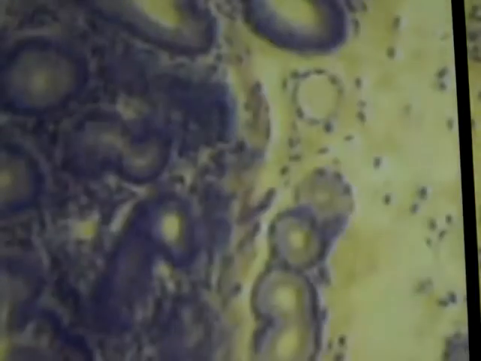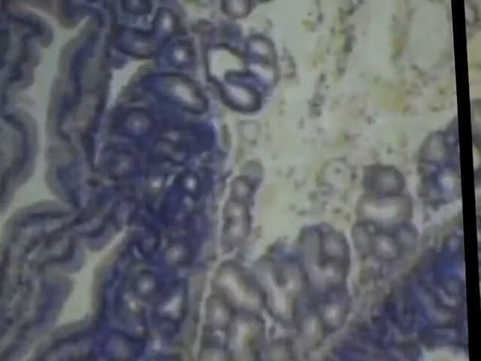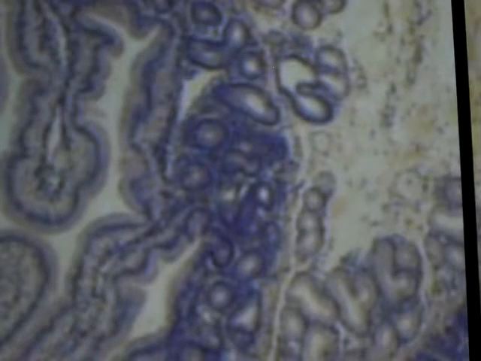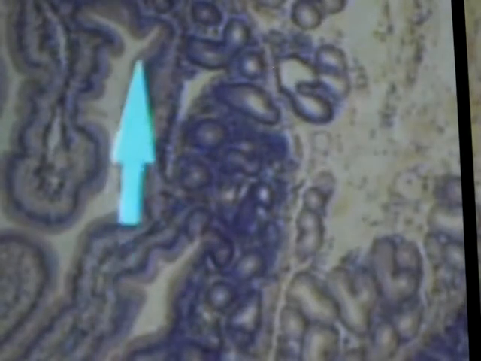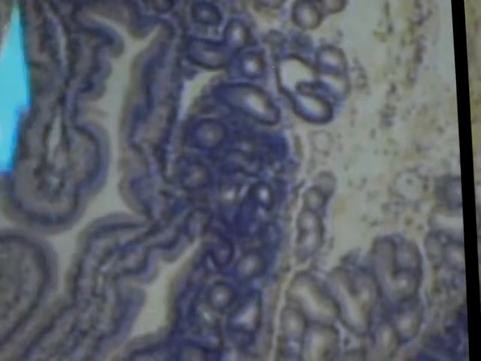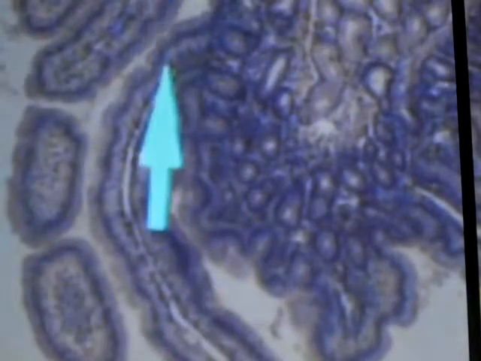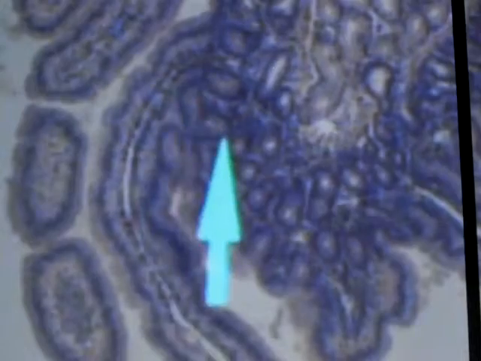Alright, and then this entire structure, that's your plicae circularis. It's going to be a low power ID because it's a very large structure. And these individual structures here would be your villi. That's one here, here's another one. Those individual projections are your villi, or villus, singular.